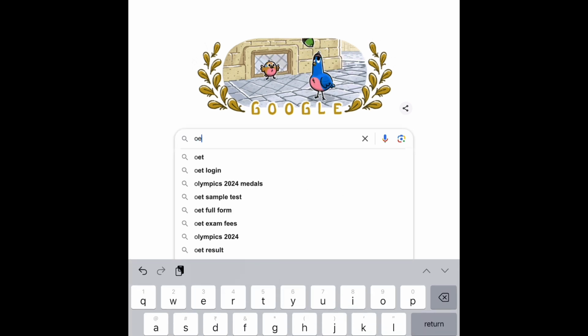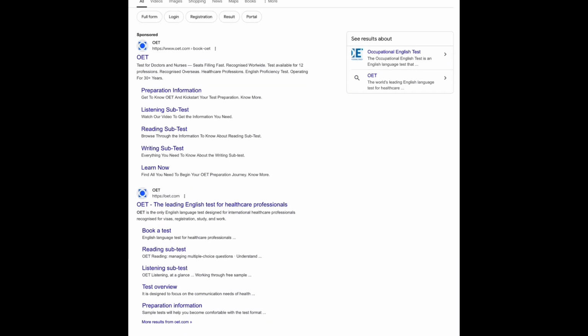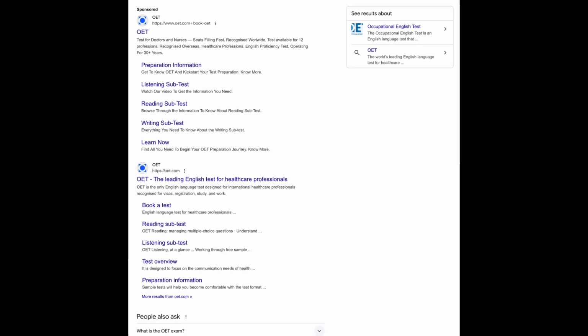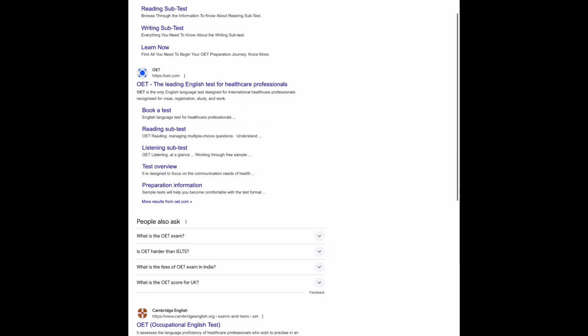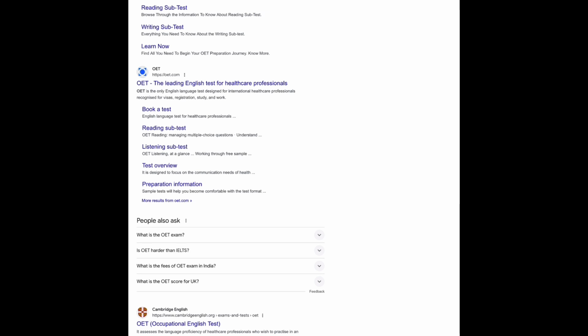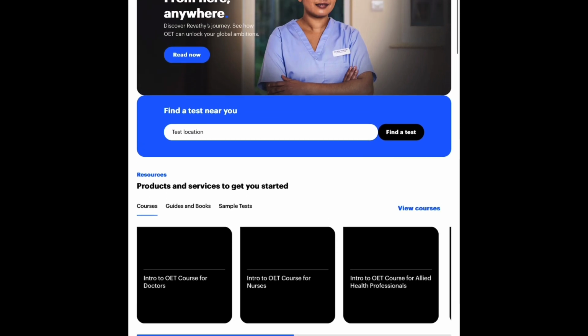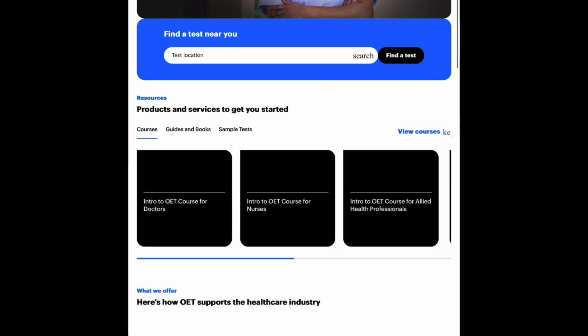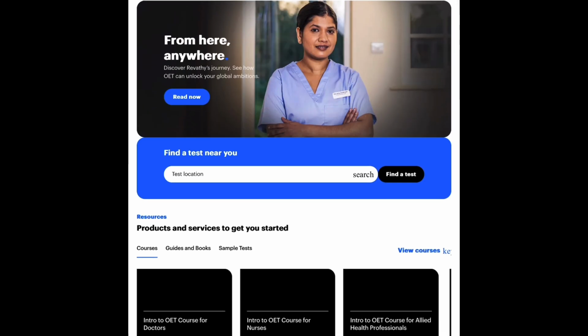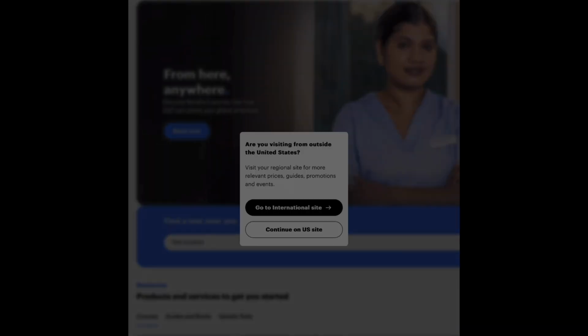So the first thing I did was I googled OET, and as you can see, the very first result is the official website of OET, but we will go to the second result where we can see that OET is the leading English test for healthcare professionals. Let's go to the official website and we can navigate the website from there. So this website is not just useful to tell us about what the test is, but it also provides various preparation resources.